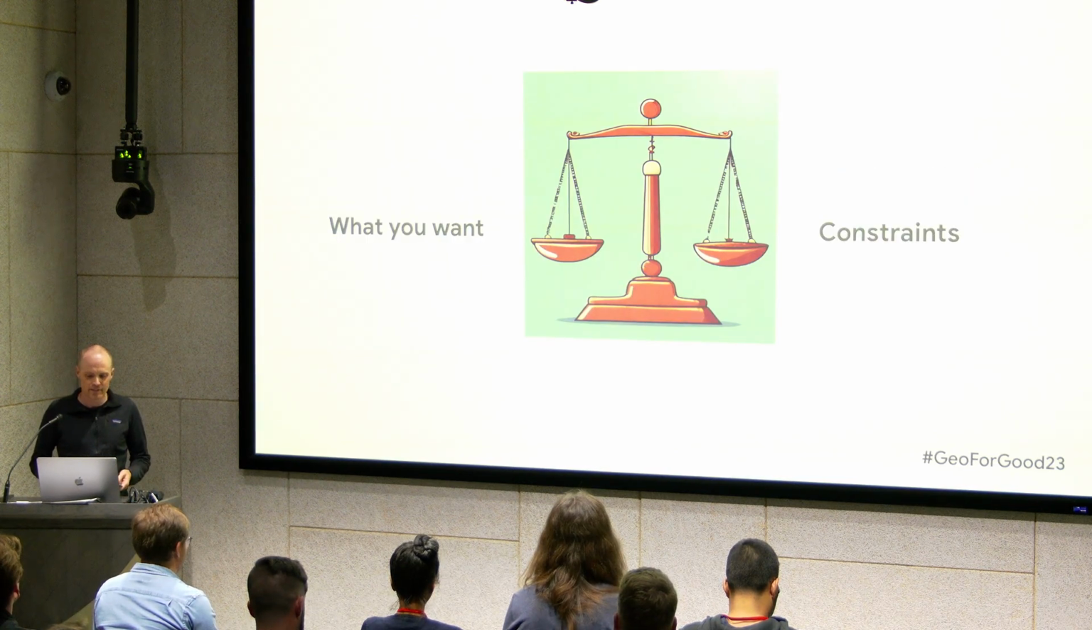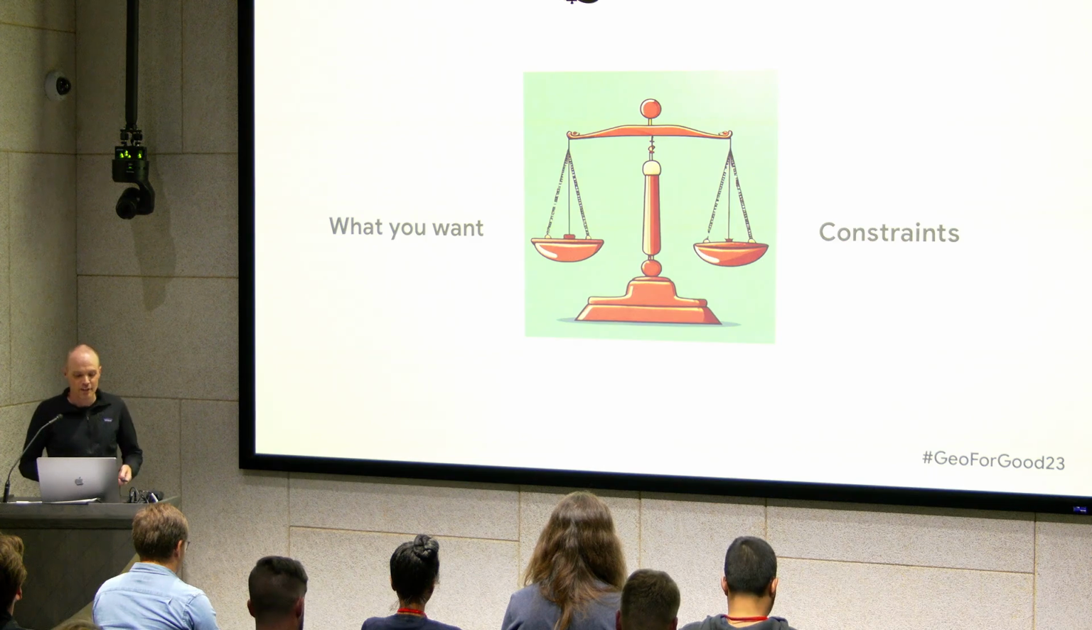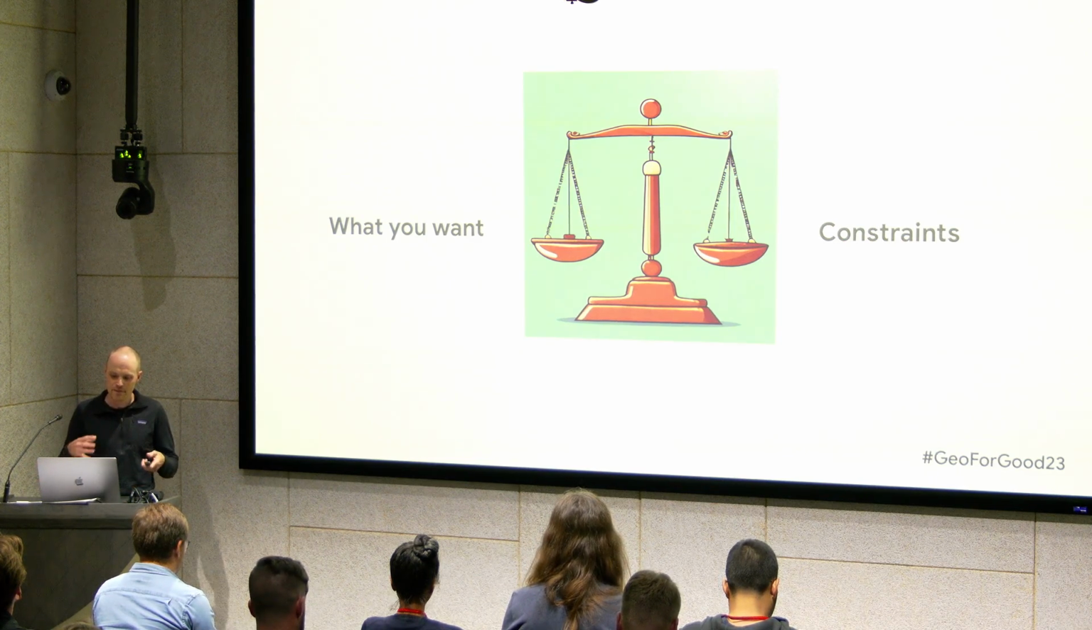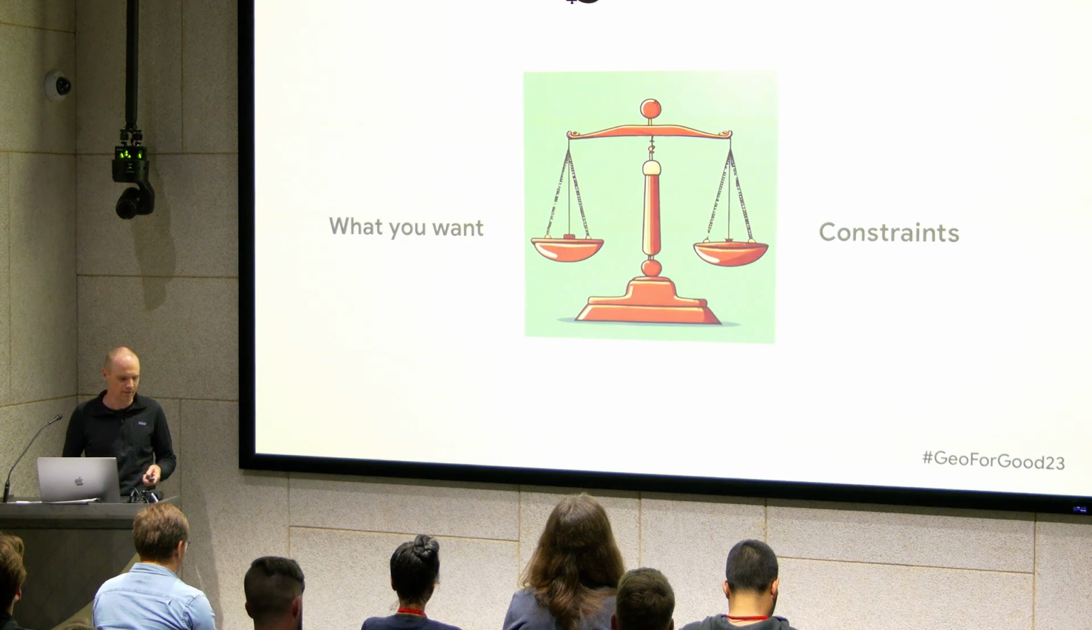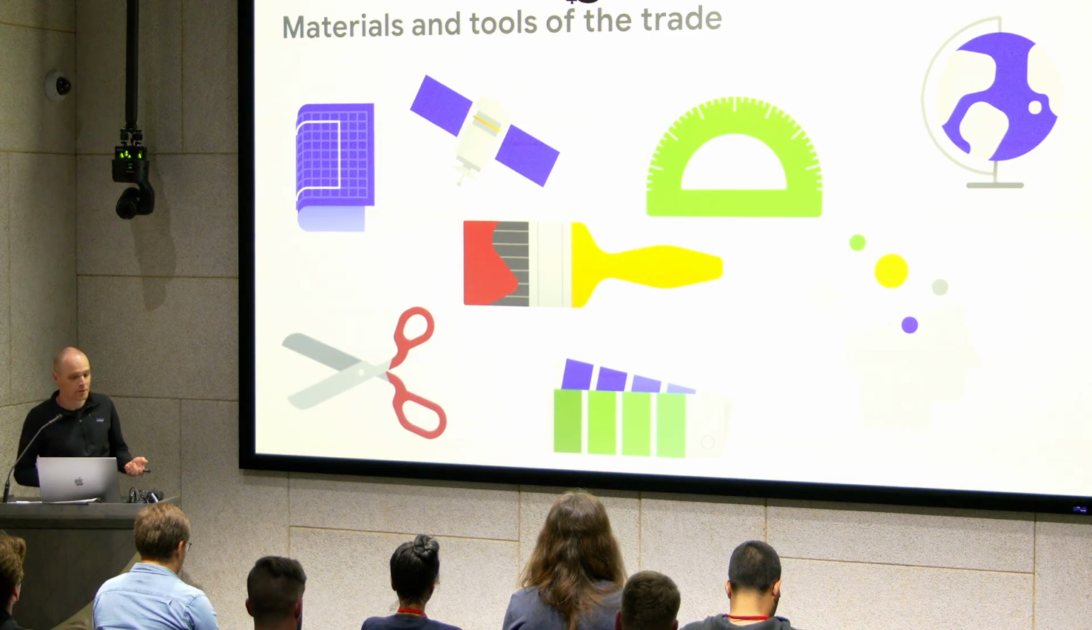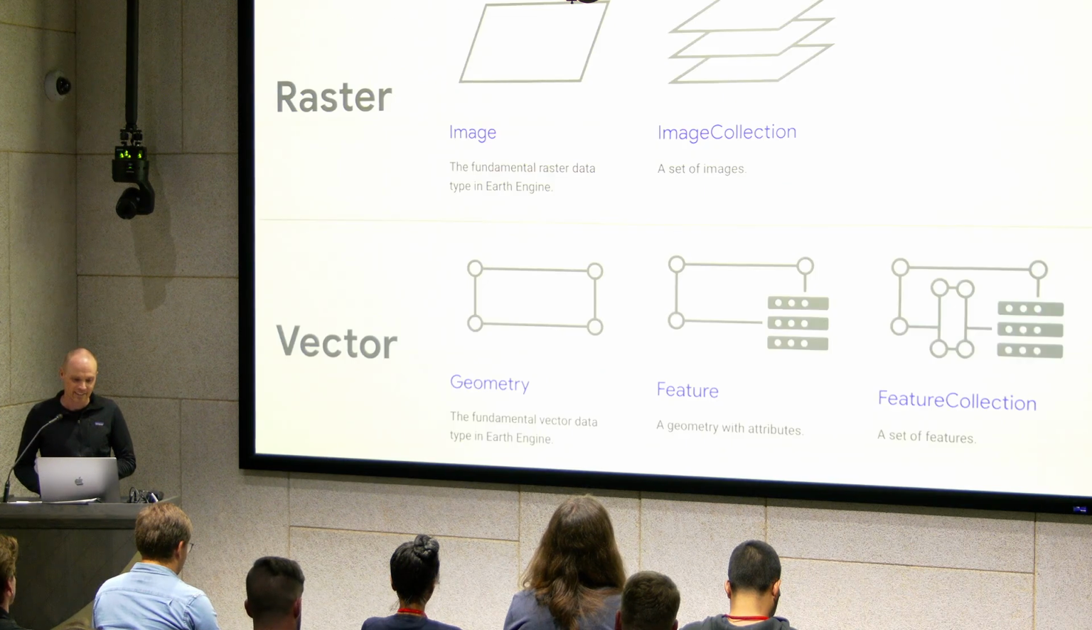And to understand the constraints. So what you want maybe just isn't possible, and you have to kind of meet in the middle. And to get to understanding these constraints and having an idea for what you want, often there's quite a lot of experimenting, maybe coming from one side or the other, compromising and learning. And so let's learn about the materials and the tools of the Earth Engine trade.